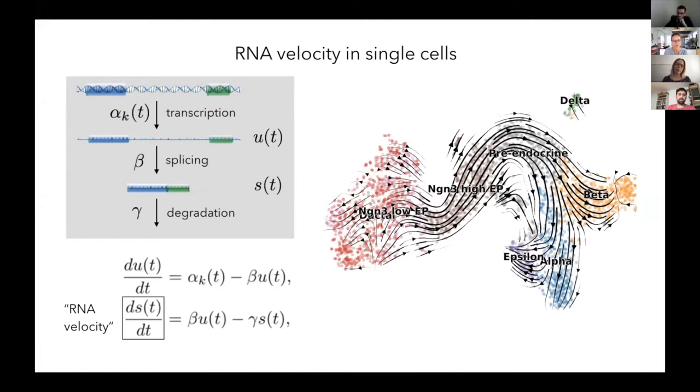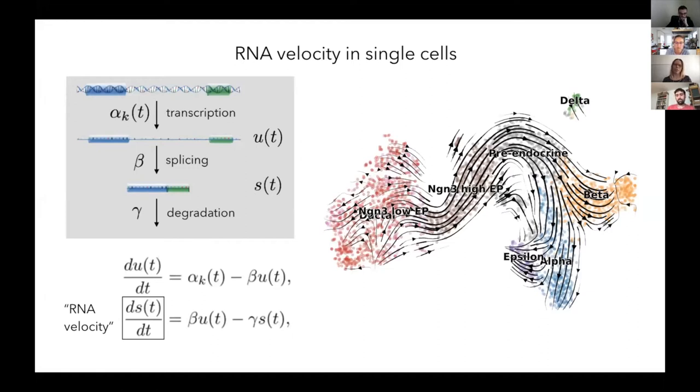And the way that it does that is by first assuming that the snapshot actually contains cells from different parts of this trajectory, and then modeling together not just the mature mRNA, but also the pre-mRNA, in order to figure out for each gene in each cell whether the expression level of that particular gene at that point in time is on its way up or on its way down or staying stable.